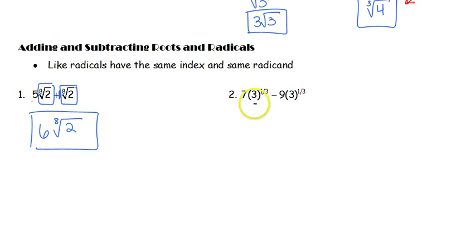For number 2, we've got 3 to the 1/3 and 3 to the 1/3. This is making it a like term. 7 minus 9 is going to be a negative 2, 3 to the 1/3. Now remember, even though I give it to you with fractional exponents, you have to have your answer in simplified radical form. That negative 2 is a coefficient, so we don't do the reciprocal. 3 to the 1/3 is really the cube root of 3.